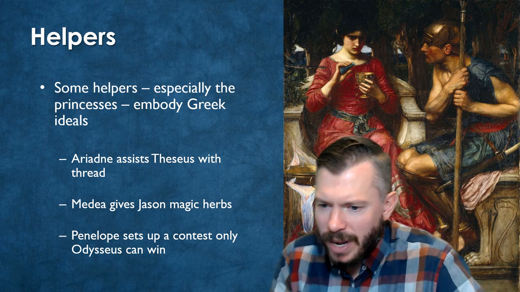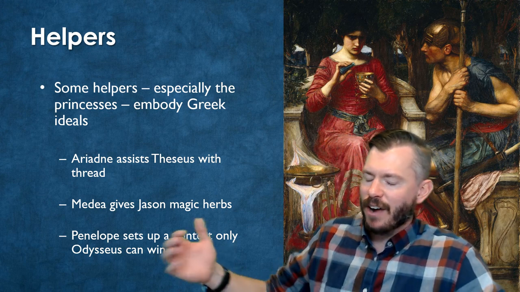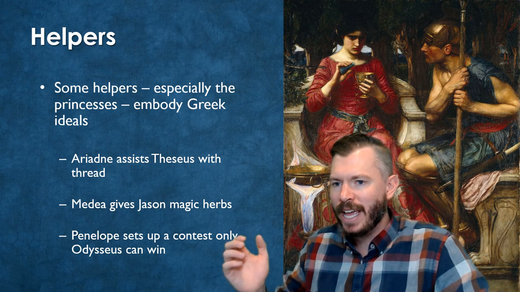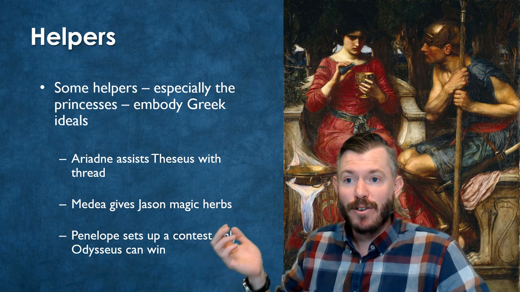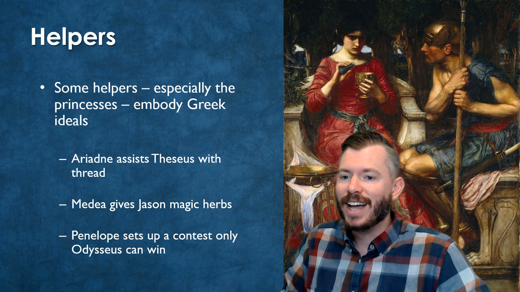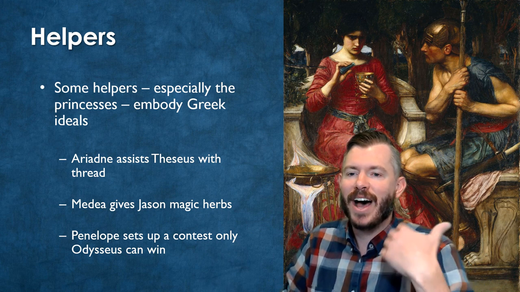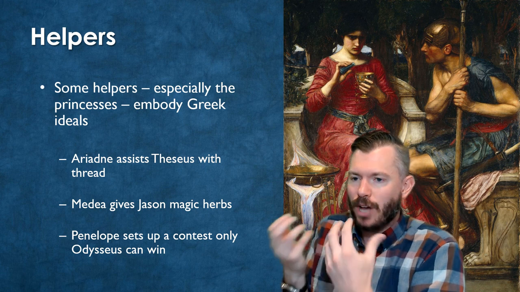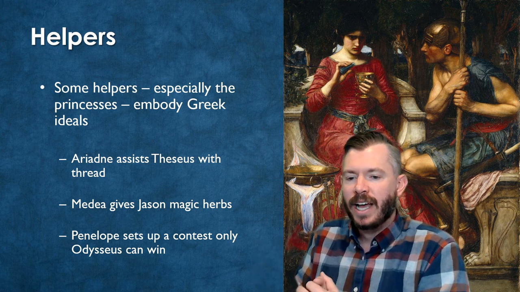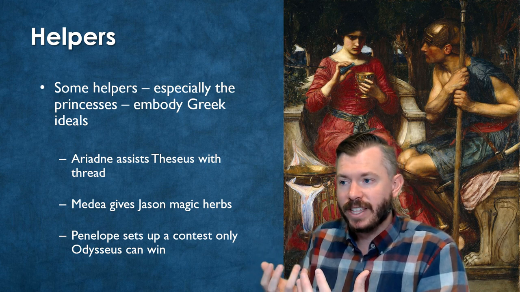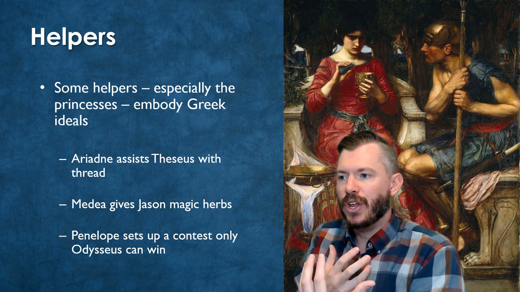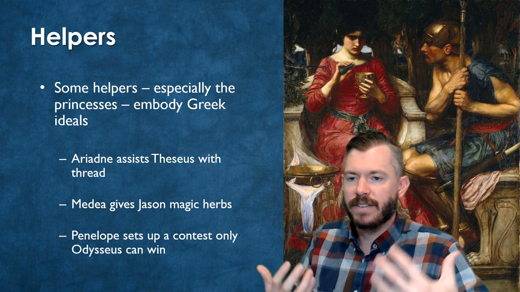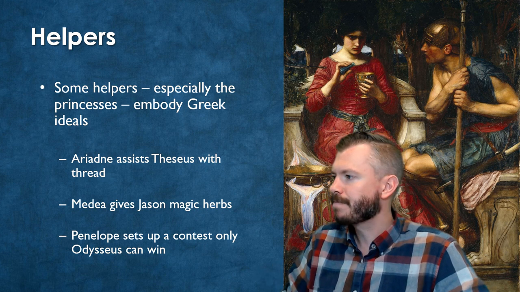All right, so we can see again some of these helpers, right? We've got Ariadne helping Theseus. We've got Medea helping Jason. We've got Penelope setting this thing up for Odysseus so he can be the one to solve things when he returns. And so these helpers along the way also embody kind of Greek ideals in the sense that the things that they do end up promoting kind of this idea of society or civilization.